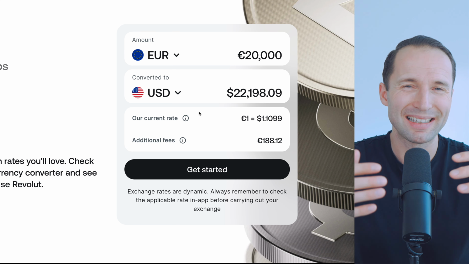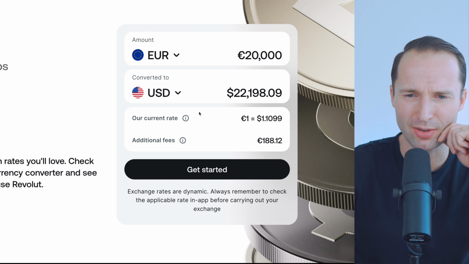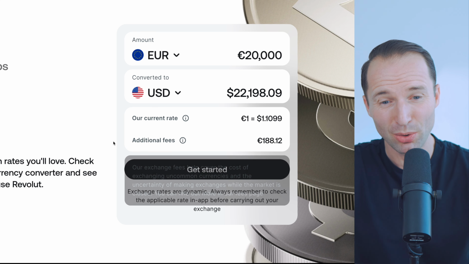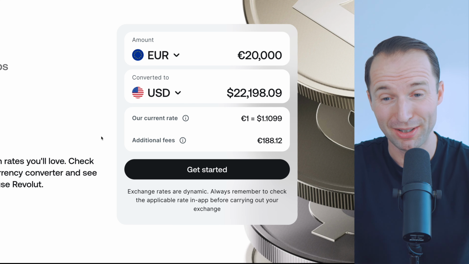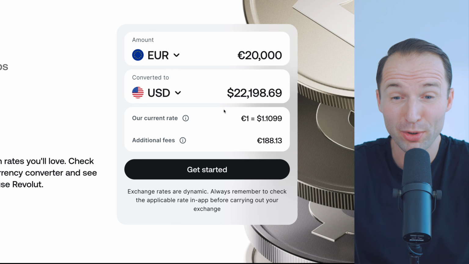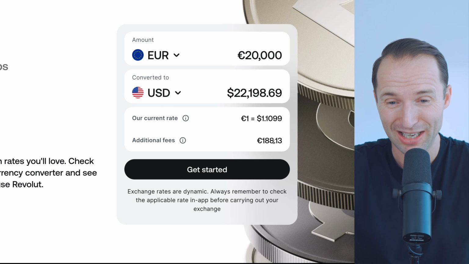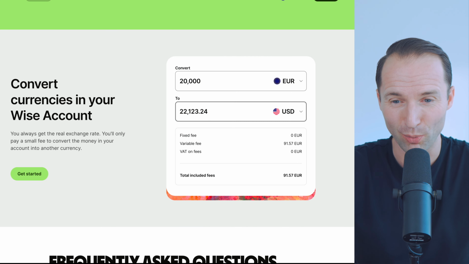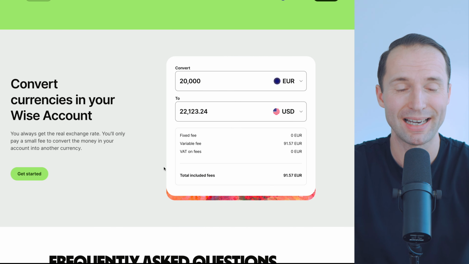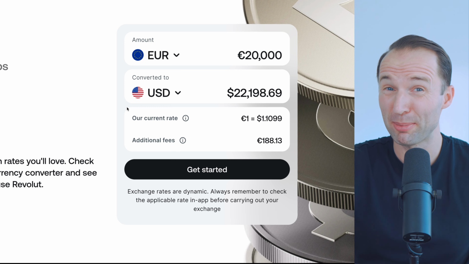On Revolut, it's a little bit tricky because at first I also thought, that's pretty good, but actually those additional fees will be on top. So they will come out of it. So basically you'd only be left with 22,000, right? Because you're going to be paying 188 euros on top, versus on Wise, you would only pay half of that at 91 euros. So that's a big thing to keep in mind actually.